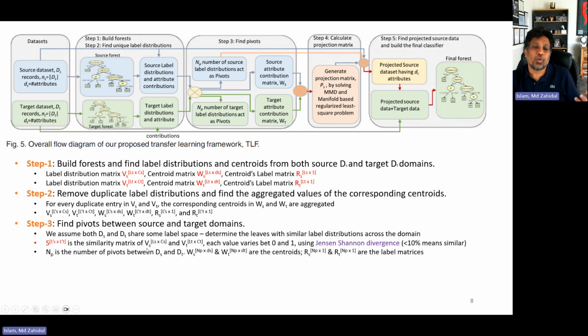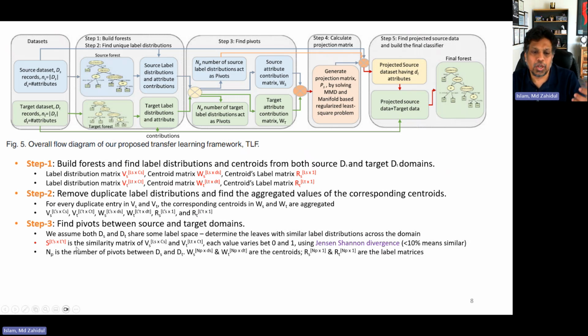And then we find the pivots. So after we have merged, see, LS has converted to LS prime, right? Because initially we had 500 leaves. Then possibly after merging, we now have 200 leaves or 400 leaves, whatever. So that's a different number, LS prime. Now with these merged leaves, we compare each pair of the source and the target leaves to find out the pivots, and that we do through Jensen-Shannon divergence calculation.